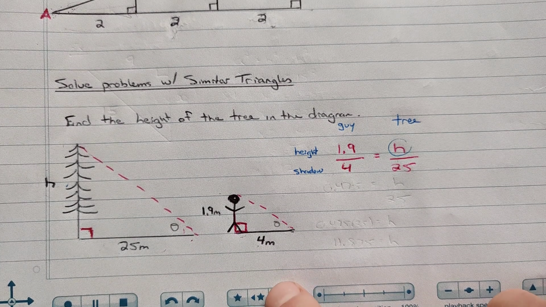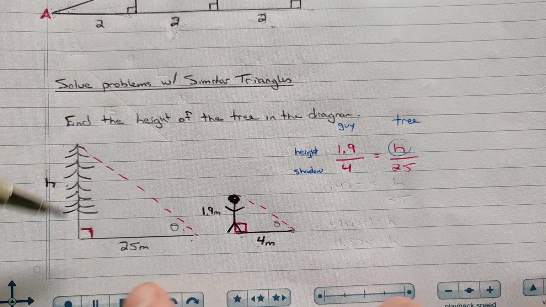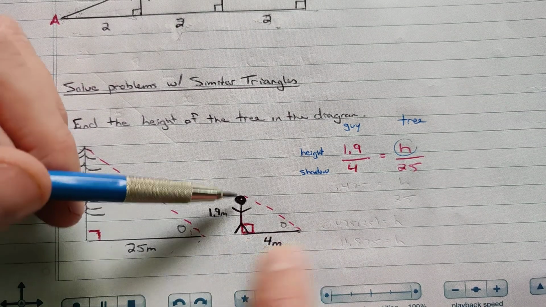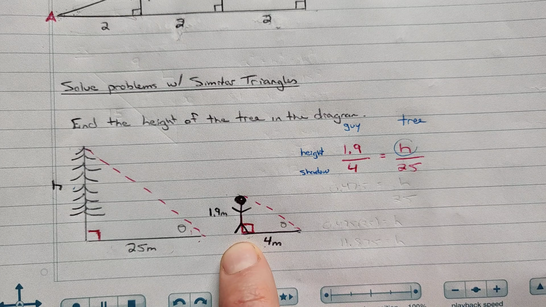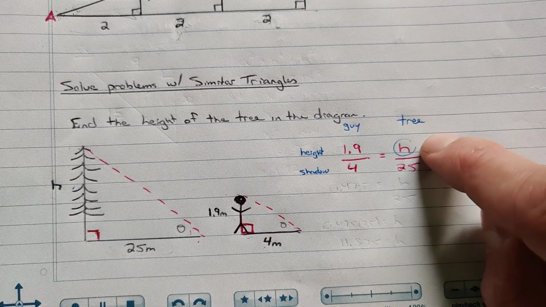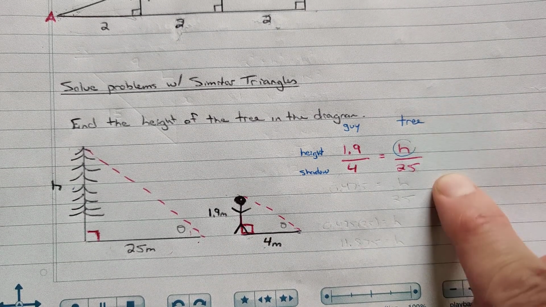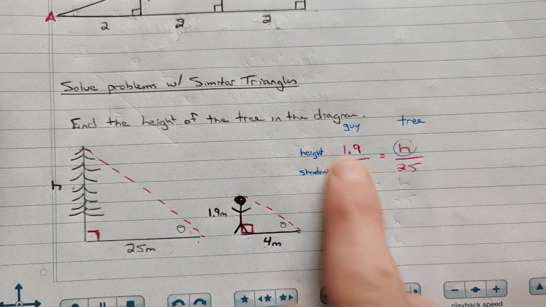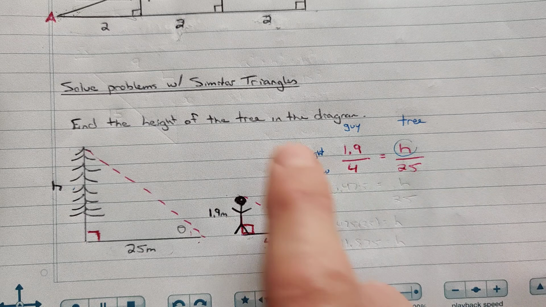So what we're going to do here is we've got the shadow of the tree at 25, the shadow of the guy at 4 meters, and the height of the guy being 1.9. So we're looking for the height of the tree. One fraction will be set up for the tree, one fraction set up for the guy, and these will be our ratios that we're comparing.